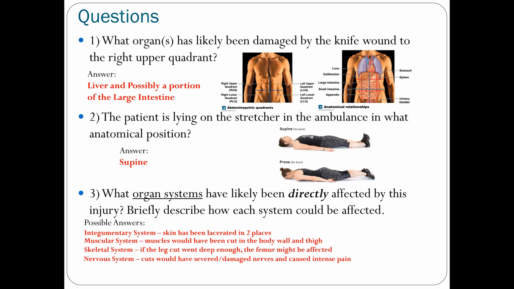We could also say the nervous system. Cuts by a knife would have severed or damaged nerves, and this would have caused intense pain. We could have also said the cardiovascular system. Severed and damaged blood vessels in the local area would cause blood loss. Or you could have said the digestive system. So there could have been damage to the liver and possibly the large intestines, and both organs belong to the digestive system. There are some other possible answers, so you may have chosen to answer some other ones.